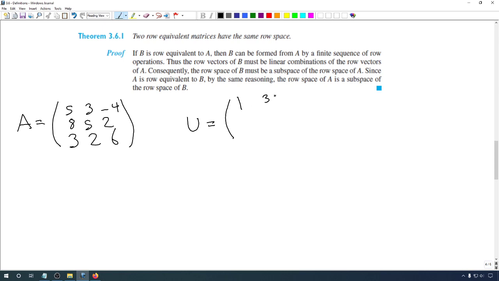If we do all that, we'll get the first row is 1, 3 over 5, negative 4 over 5. Some fun fractions in there. Then we'll have 0, which we have to have for row echelon form. 1, again, for row echelon form. This one actually turns out to be 42. And then we actually get a row of all zeros.